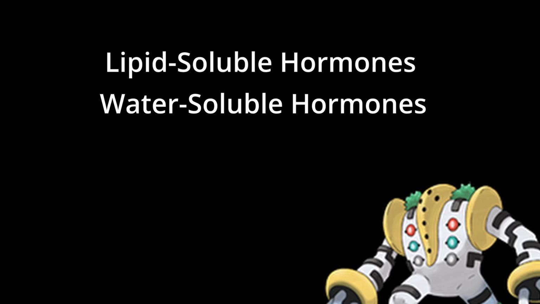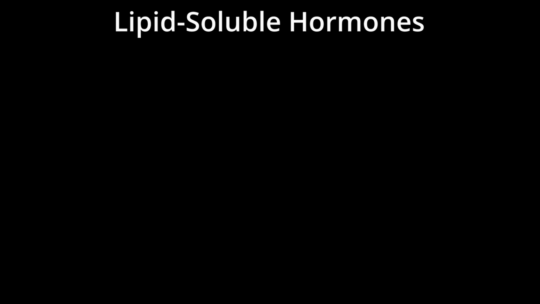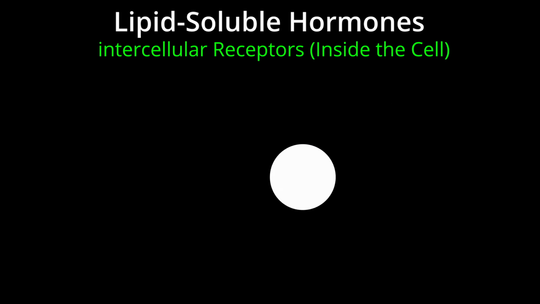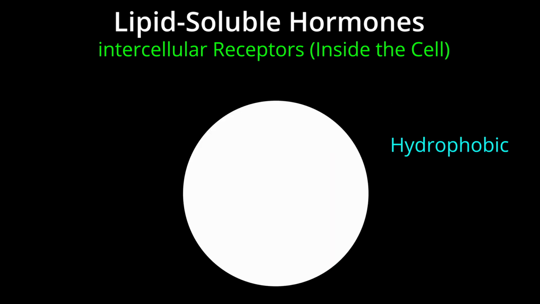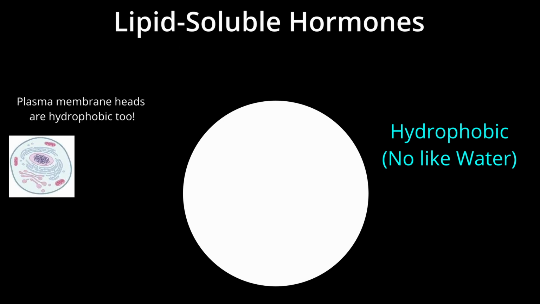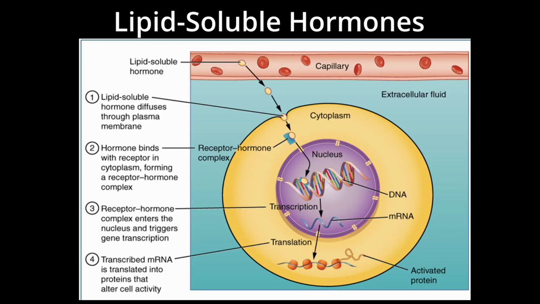Anyways, there are two different types of hormones, lipid-soluble hormones and water-soluble hormones. Let's start with the first. Lipid-soluble hormones. They bind to intracellular effectors, meaning they go straight inside the cell and diffuse through the plasma membrane. In order to do that, they are hydrophobic, meaning they don't like water, but that allows them to pass through the plasma membrane. However, outside the cell, they need a transport protein to travel around. They go directly inside to a receptor in the cytoplasm and then go to the nucleus for gene expression.